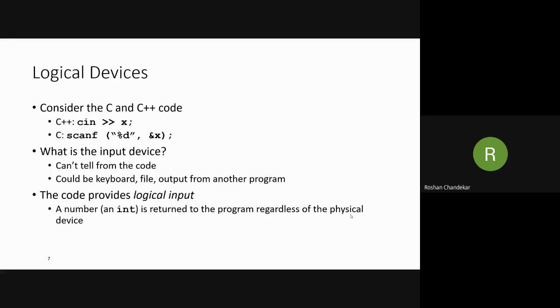So we can take input from the keyboard or from a file output of another program. The code provides logical input. This is a logical input: an integer is returned to a program regardless of the physical device. We can interact with our logical device through the physical device using this C and C++ code, where cin greater-than x lets us take input from the keyboard. From the keyboard, we input the value of x.